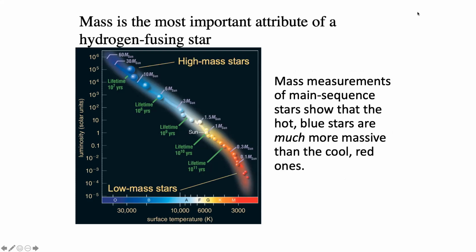As we discussed, the mass of stars on the main sequence can vary widely, from 0.1 solar masses and smaller.